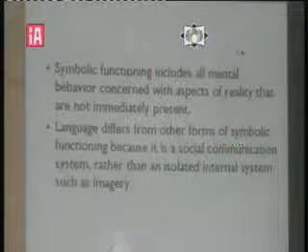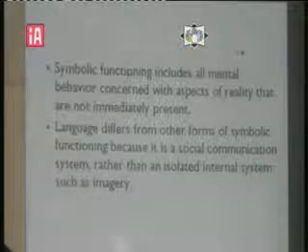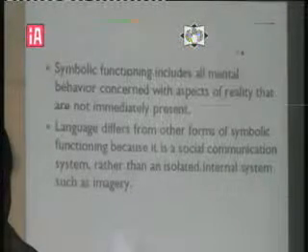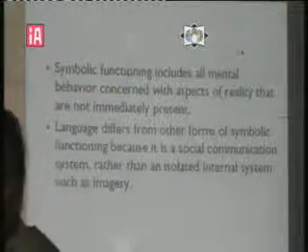Symbolic function includes all mental behavior concerned with aspects of reality that are not immediately present. Basically, we would do a lot of drawings with the children. Language differs from other forms of symbolic functioning because it is a social communication system rather than an isolated internal system such as imagery. When I tell you draw a chair, okay, draw a chair, try it out. Draw a chair. This chair you can draw.